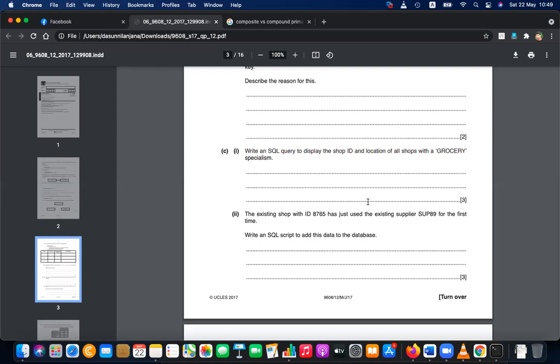Then you have to tell the fields that you're going to insert. So it's like this: insert into the table name shop supplier. Then the field names; you can even insert without field names, but you have to give the values in order. Shop ID and supplier ID. Then the values you're going to insert. Integers you can give without quotation, 8765, and then inside the quotation the next one, that is supplier 89. And a semicolon to finish.